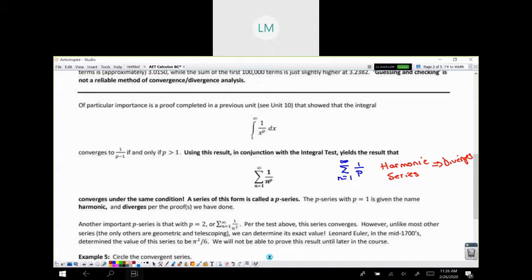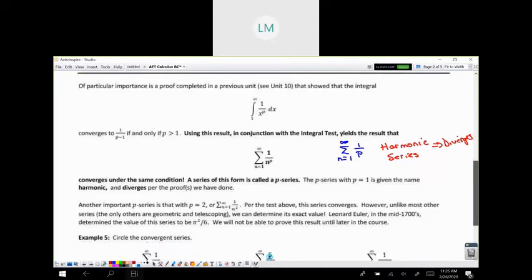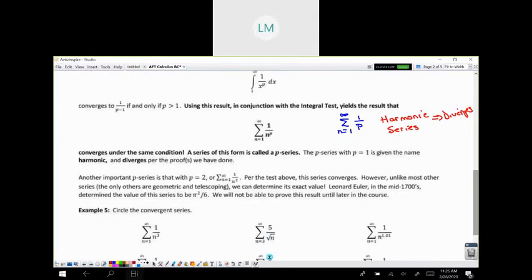Now, the other important p-series is the one of 1 over n squared. Per the test above, this one converges. However, this series actually converges to an exact value. Euler in the mid-1700s determined this to be pi squared over 6. Eventually, we will get to the point of being able to prove it, but not until much later.